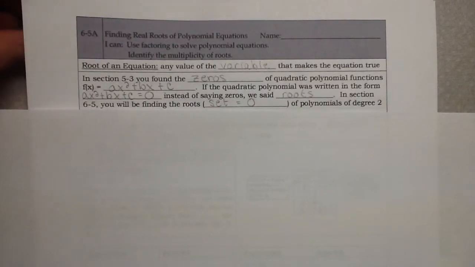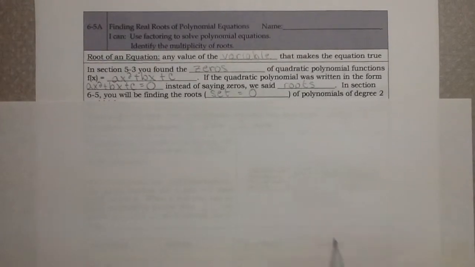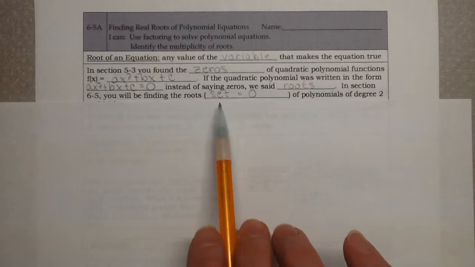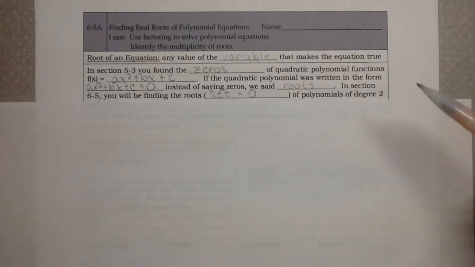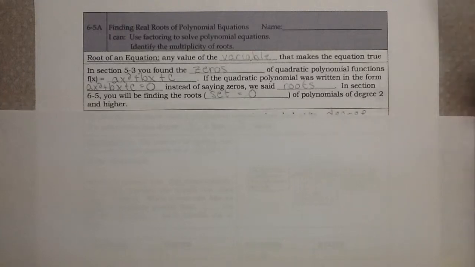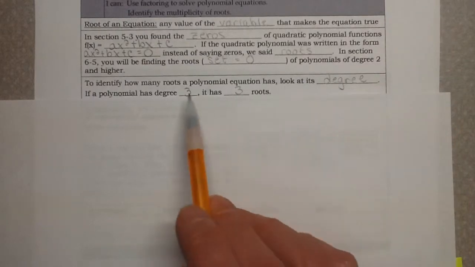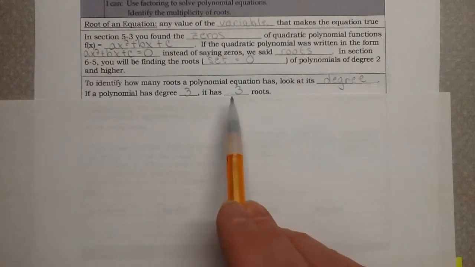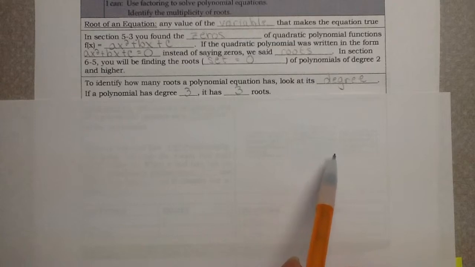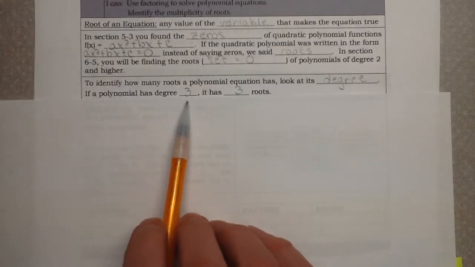Now, in section 6.5, you will be finding the roots, which means you're going to set the polynomial equal to 0, and you're going to be finding the roots of polynomials of degree 2 and higher. So to identify how many roots a polynomial equation has, you want to look at its degree. So, for instance, if a polynomial has a degree of 3, that means it has 3 roots.